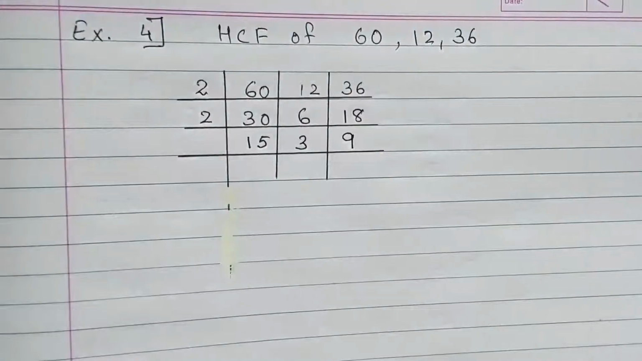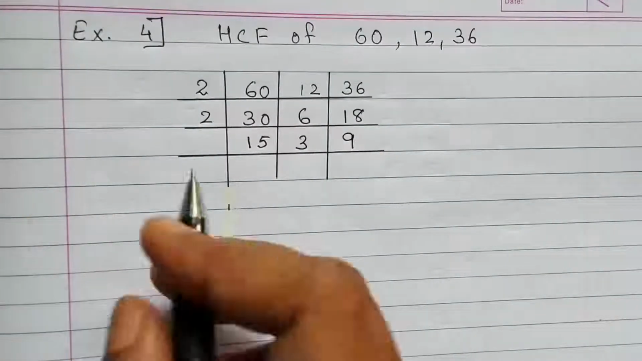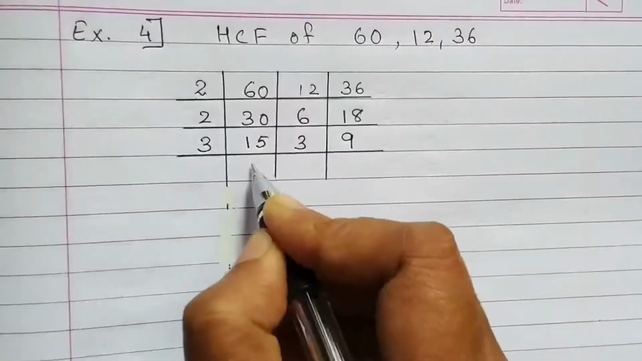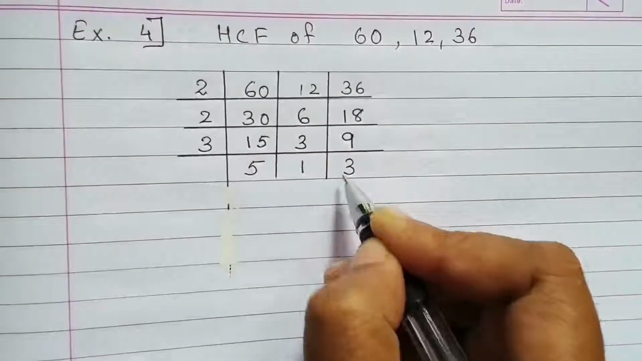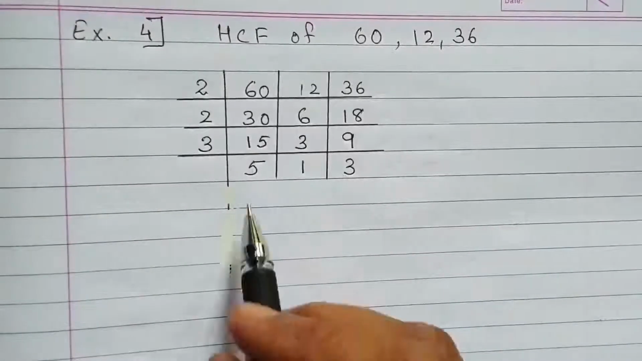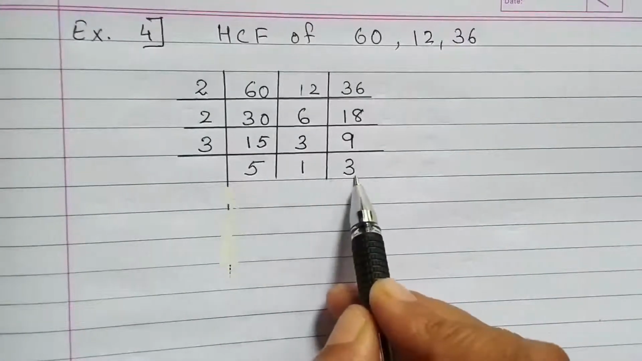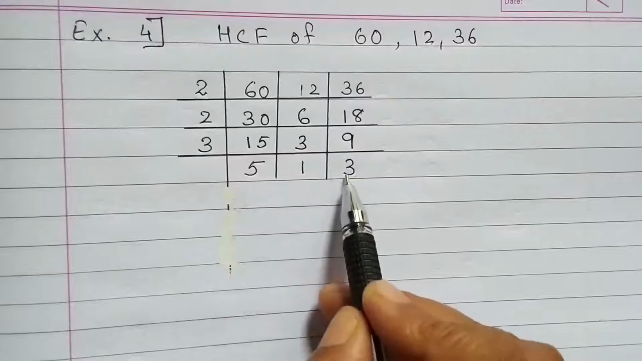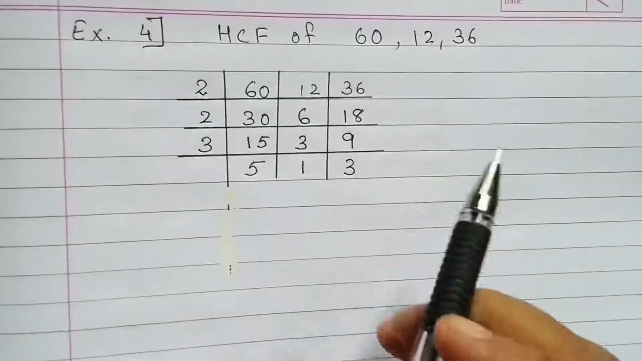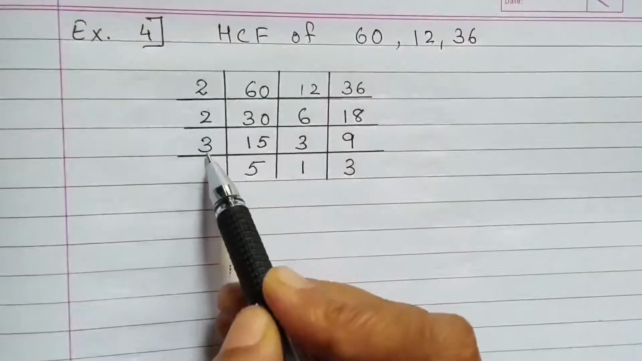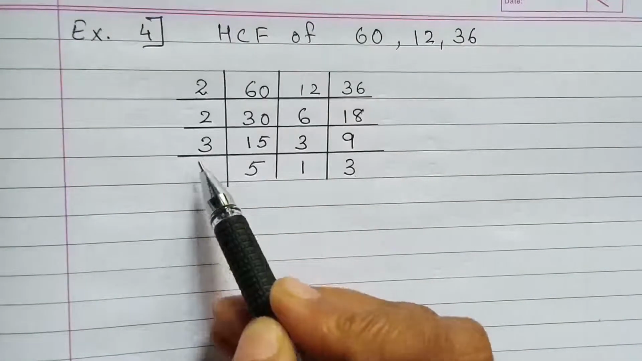But all these numbers are divisible by 3. Let's try 3. How many times? 3 5s are 15. 3 one time and 3 3 times is 9. Now in this case there is no common factor. So we will stop our factorization here. And the product of these numbers will be your HCF.